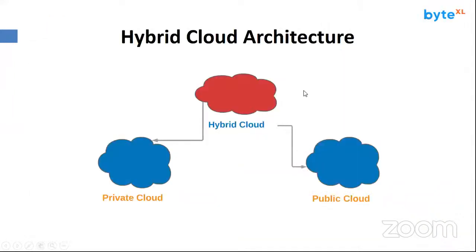Now, this is the architecture of hybrid cloud. As you can see, an organization uses both private and public cloud in order to meet the organization's demand or requirement.